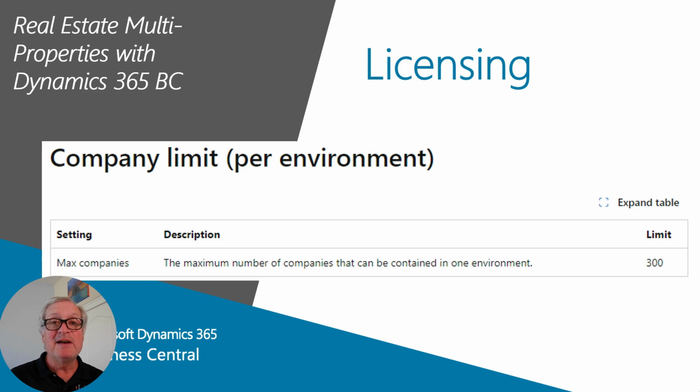So this is a big advantage for Business Central licensing. Some ERP systems require you to add additional licensing for every company that you add. This is all in a basic licensing for Business Central. You can have up to 300 entities. This is why it makes it especially good for real estate companies.